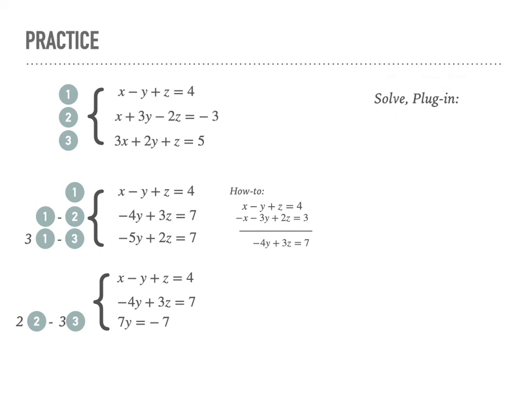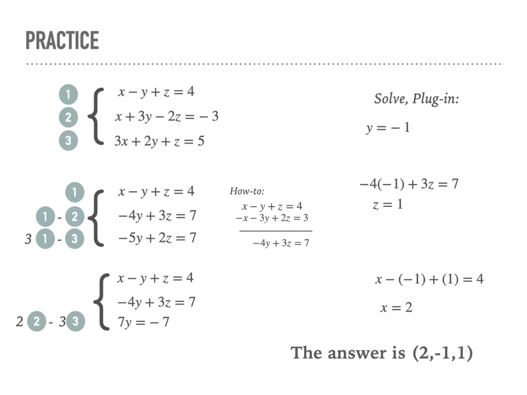So now let's solve for x, y, and z. y is pretty simple because we have 7y equals negative 7, so we get y equals negative 1 by dividing both sides by negative 7. Let's solve for z from our new equation number 2, which gets us z equals 1, and then we plug z and y into the first equation, and we get x equals 2. And the answer is 2, negative 1, 1.